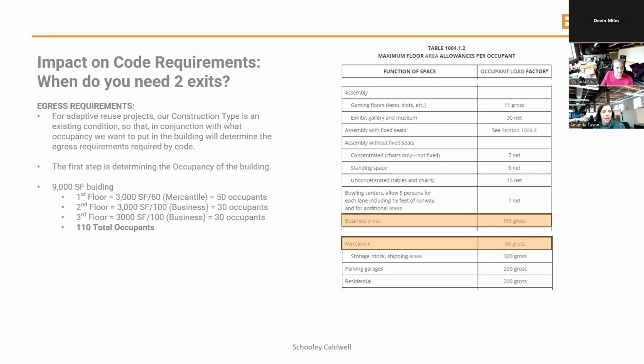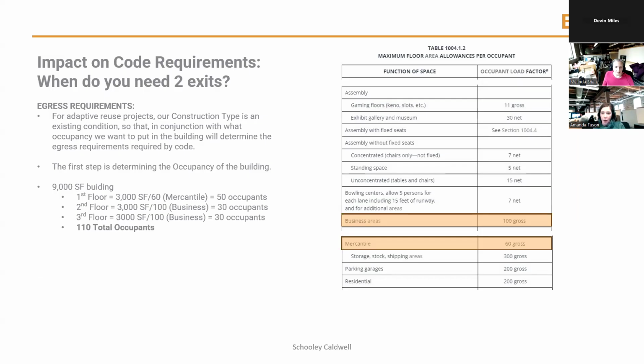This is the idea that the code has already determined the amount of square footage that each occupant needs, depending on the use. For example, you can see on the table on the right, for business and offices, that's 100 square feet. For retail or mercantile, that's 60 square feet. Those numbers, the 60 and 100, are called the load factor. For a new build, a client might say, I want a new building that holds X number of people, but in existing buildings, the number of occupants allowed is determined by the existing square footage and the desired use.